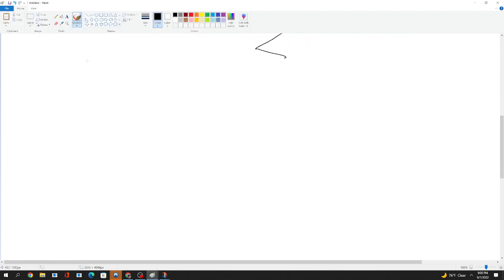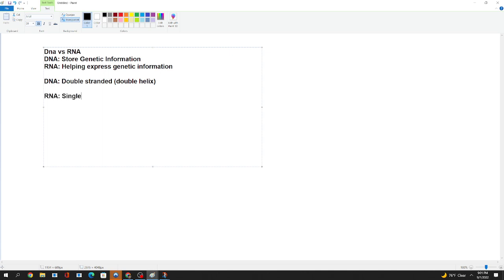Note that it's single-stranded. So I'm going to make a little chart here. DNA versus RNA. DNA is going to store genetic information. RNA is going to be helping express genetic information. You'll learn about that in a later unit. I will go over that in a video. Then you have DNA, which is double-stranded in a double helix way. RNA is single-stranded.